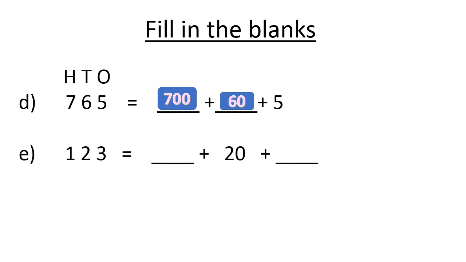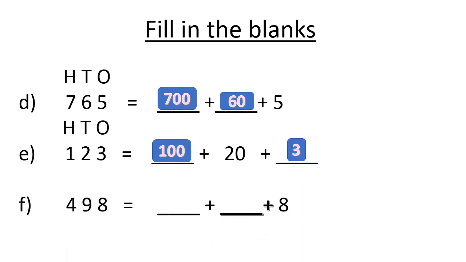Now in E part, 123. Here we have been given 2 dash and tens place is also given. So first of all we will write places, then at hundreds place 100, and tens place is given, and at ones place 3 is there. Now in F part, 498. So first of all we will write places, ones, tens and hundreds. So 400 plus 90 plus 8.